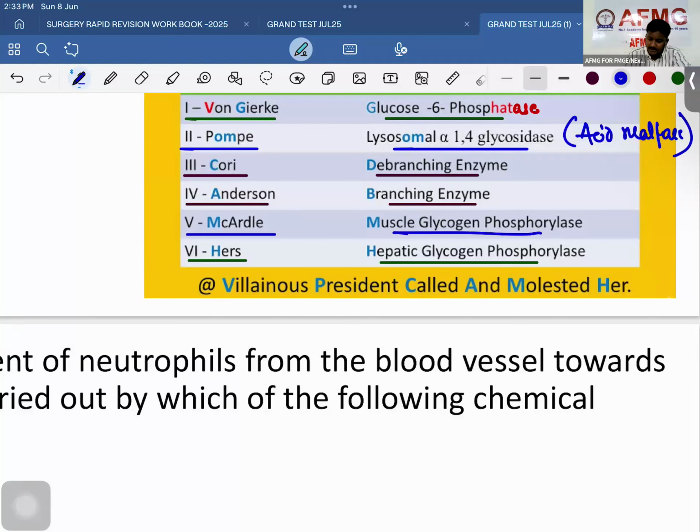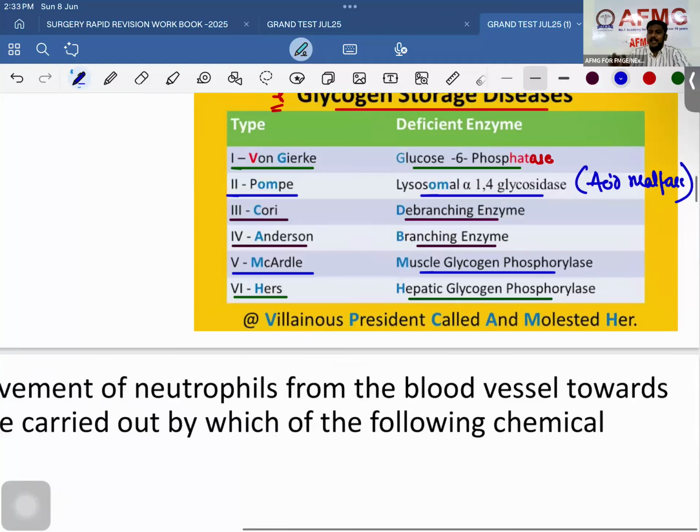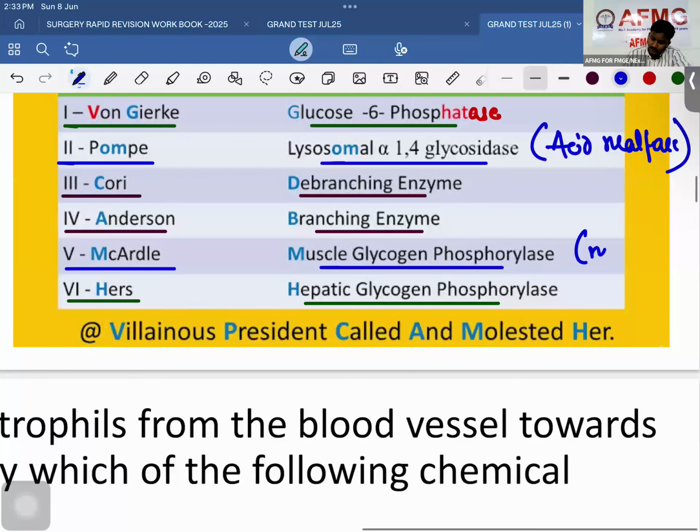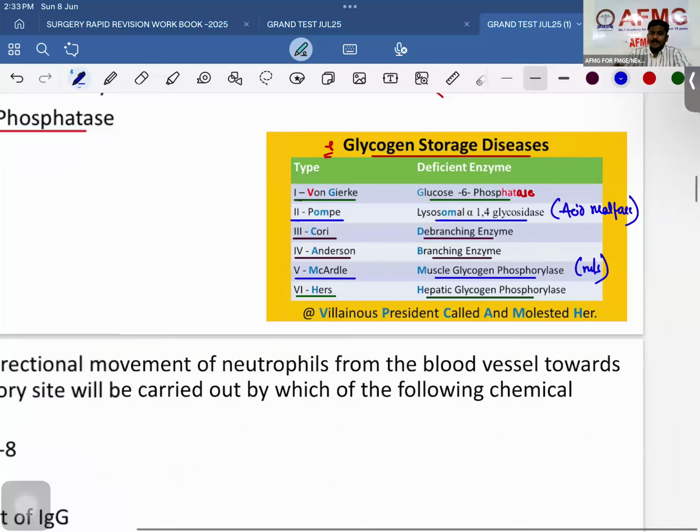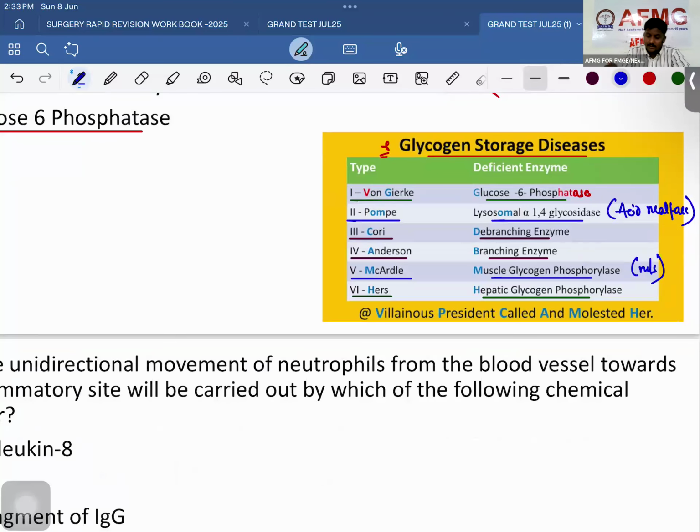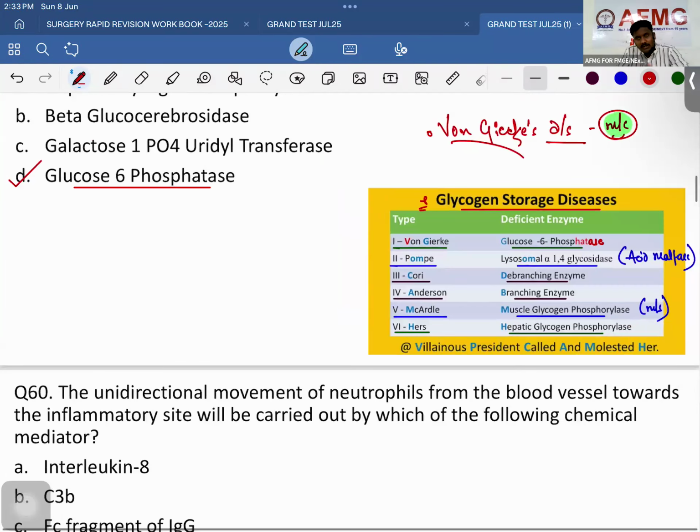Type 5, McArdle's disease, is due to deficiency of muscle glycogen phosphorylase, and here the only organ affected is going to be the muscles. Patient will have exercise intolerance. Important: if I ask which is the most common type of glycogen storage disease in children, the answer will be von Gierke's disease. Most common type in adolescents or adults, the answer will be McArdle's disease. That is important to be remembered.